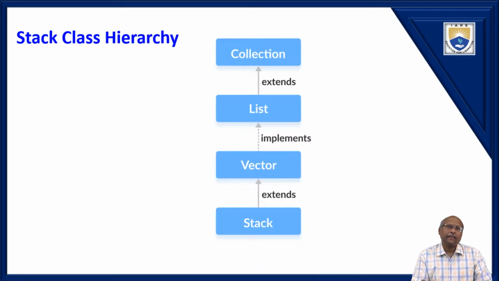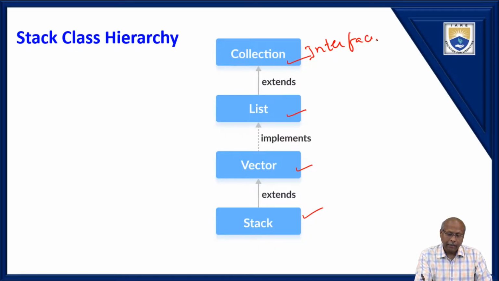So if you see the collection hierarchy, the stack is available at the bottommost. You see, stack is derived from the vector class. The vector class implements the list interface. The list is extended from the collection interface. So collection is an interface. This interface has a set of methods. Those methods are extended by the list interface. Whatever methods are there in the list and collection, those are implemented in the vector class.